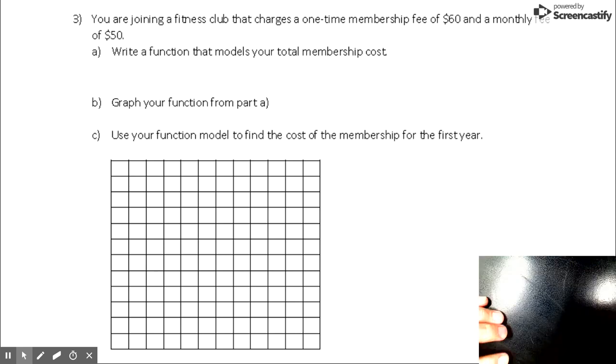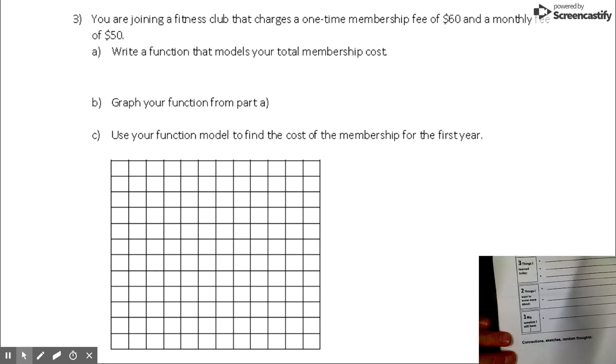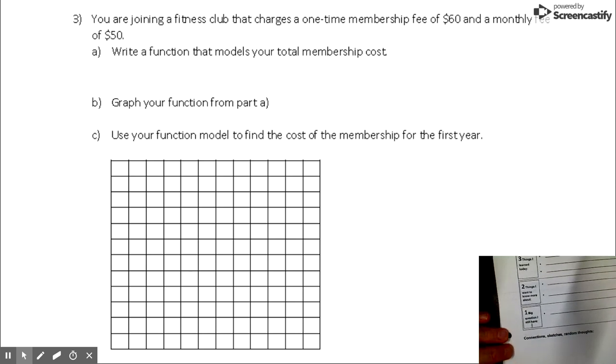So be sure to take the time to complete the note summary on the back page. 3 things I learned today, 2 things I want to know more about, and 1 big question that I still have. Then at the bottom of that page, you can make sketches, graphic organizer, connections to other classes.